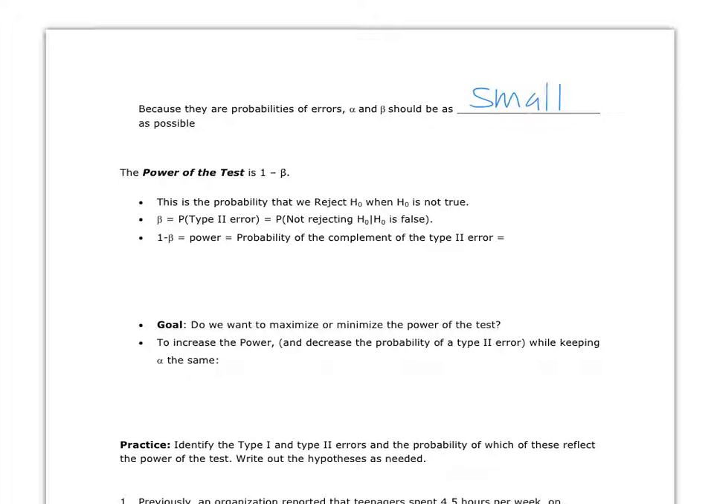If we look at these next couple lines here, beta is the probability of a type 2 error. In other words, it's the probability of not rejecting the null hypothesis given the null hypothesis is false.